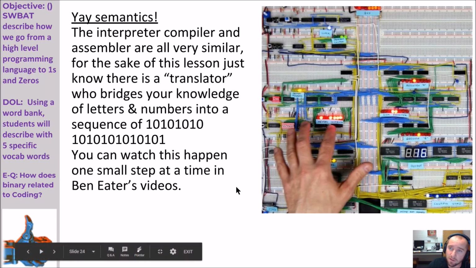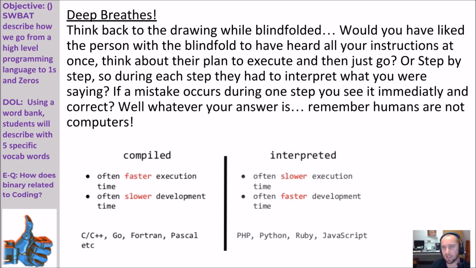It's pretty impressive. So think back to the drawing-while-blindfolded activity we did in the beginning of the lesson. Would you have liked the person with the blindfold to have heard all your instructions, thought about all those instructions, and then executed what you said? Or would you like them to listen to you and step by step do the thing you say, and during each step you have a chance to look at what they're drawing and then make a change if you feel it's necessary? Whatever you answer for those two different approaches to giving instructions, we're basically talking about a compiled language versus an interpreted language.